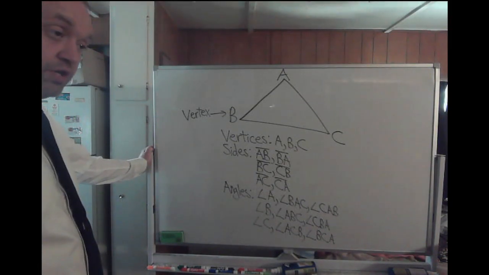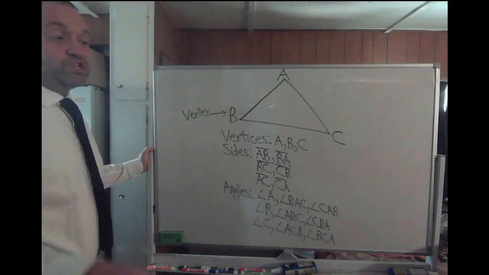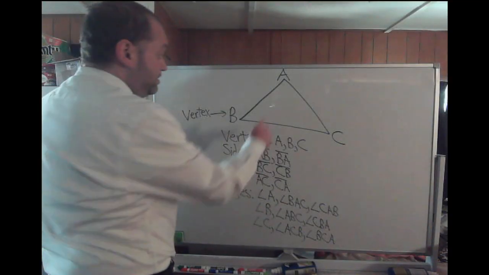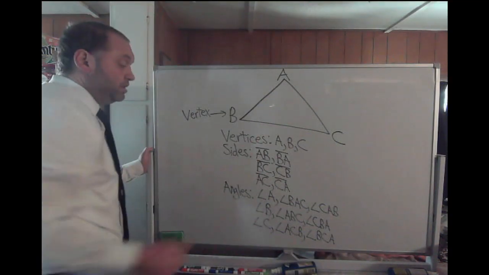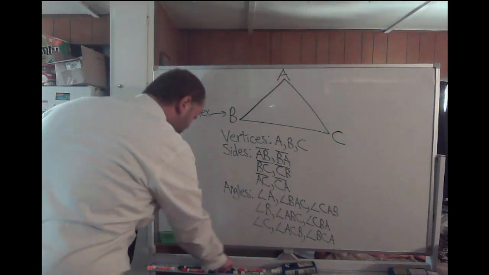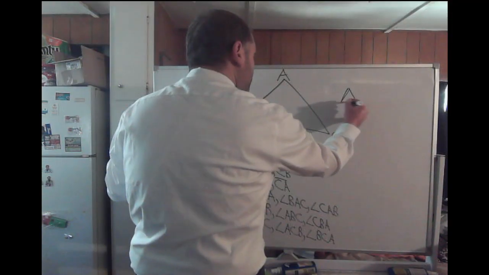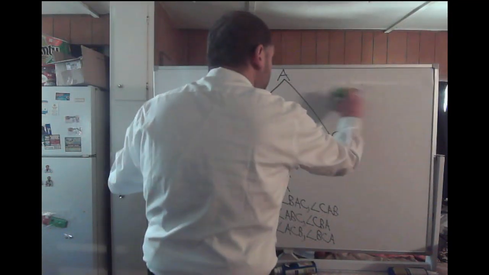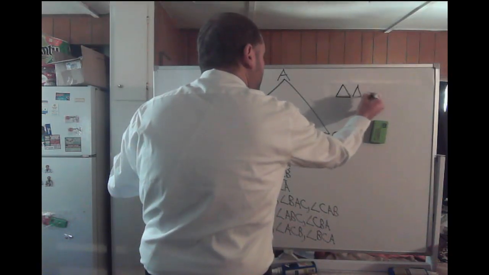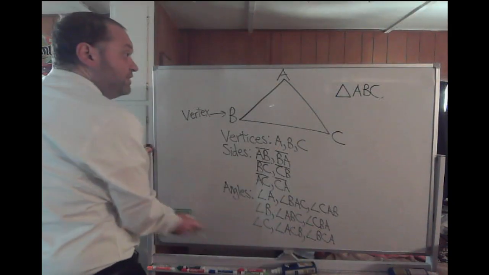Of course, as you know, a triangle is a three-sided polygon, which next lesson we'll talk about angles of polygons. But a triangle is a three-sided polygon. This one is triangle ABC, which you can denote with a small triangle symbol next to it. This is triangle ABC. You can abbreviate it like that.